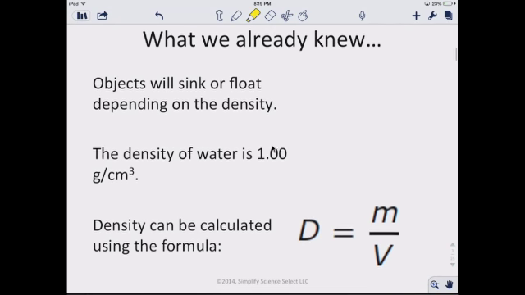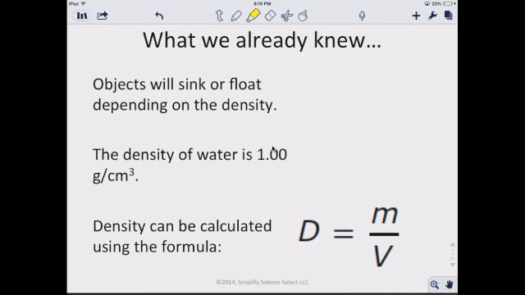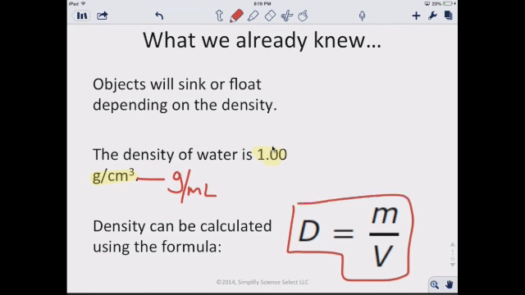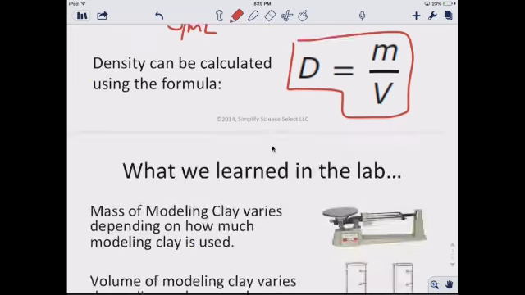Now, what we should already know coming into this: objects will sink or float depending on their density. The density of water is 1 gram per cubic centimeter, and remember that that is the same as grams per milliliter. Same thing. And lastly, that density can be calculated using this formula. You should have some kind of formula chart, and that equation should be given to you.